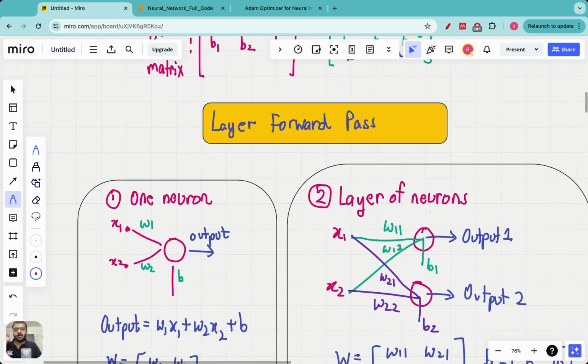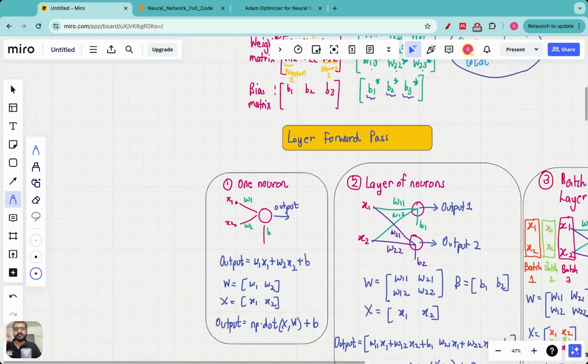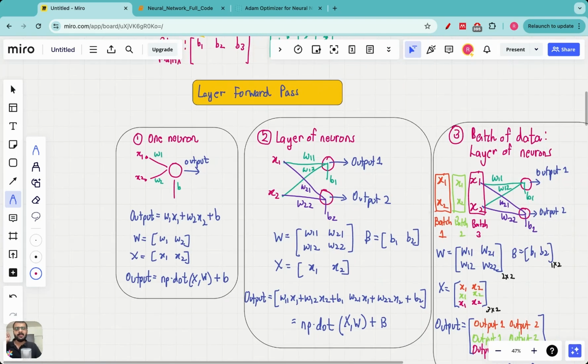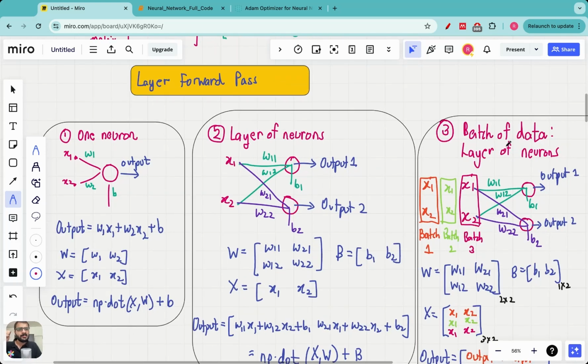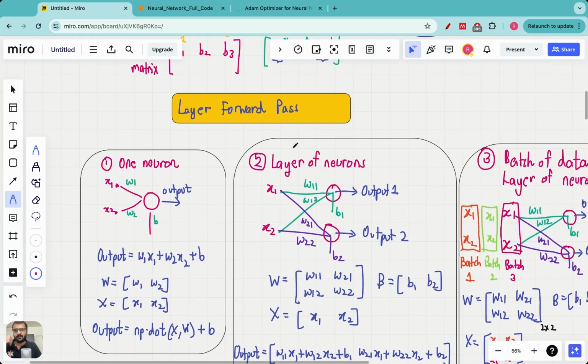So let's look at the forward pass through each layer for now. When we look at the forward pass, we'll be looking at three different things. We'll be looking at the computations performed by one single neuron. Then we will look at the output, which is given by a layer of neurons. And then we'll look at the output, which is given by a batch of data and layer of neurons.